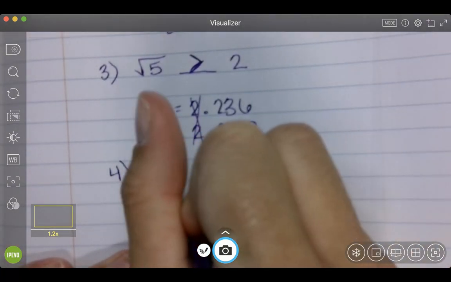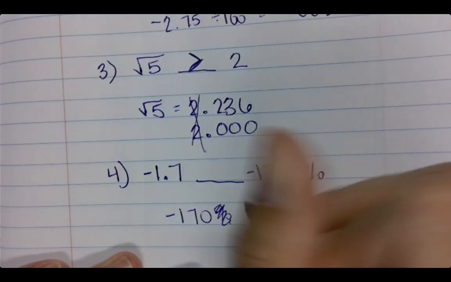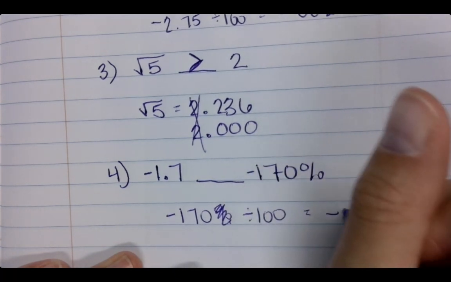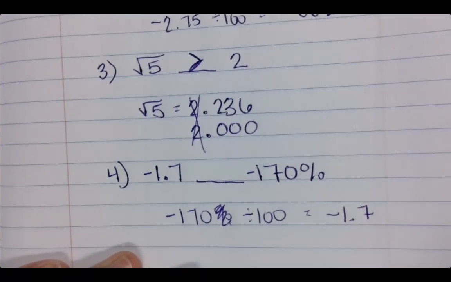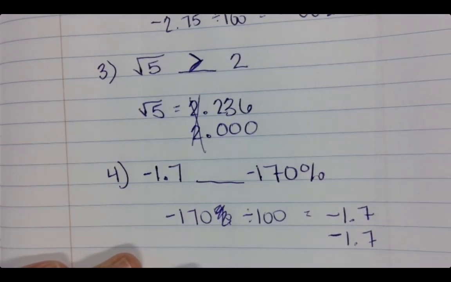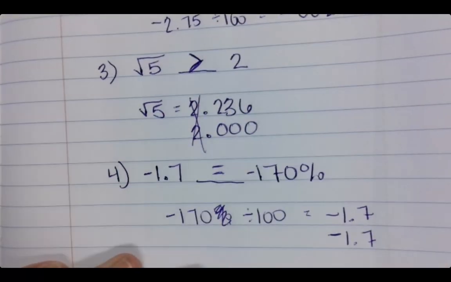-170%, take off the percent, divide by 100, and you would get -1.7. It's being compared to -1.7. We won't need to add any zeros as placeholders. So those are equal. All right.